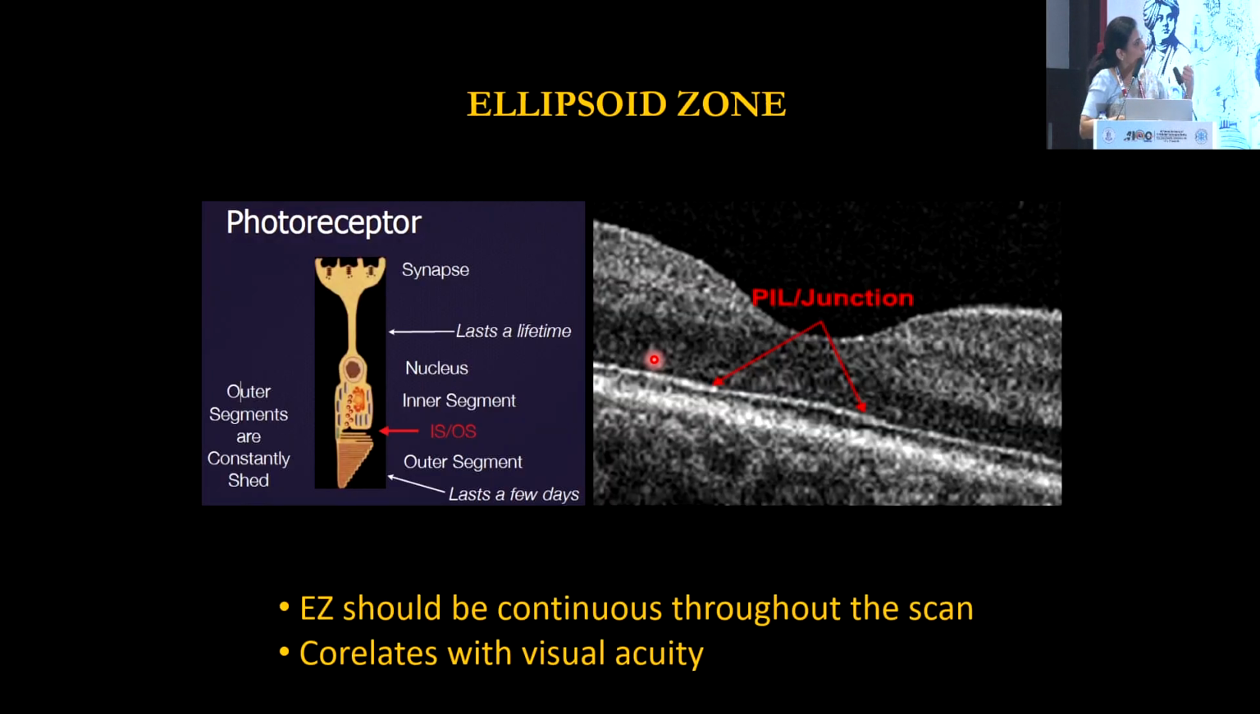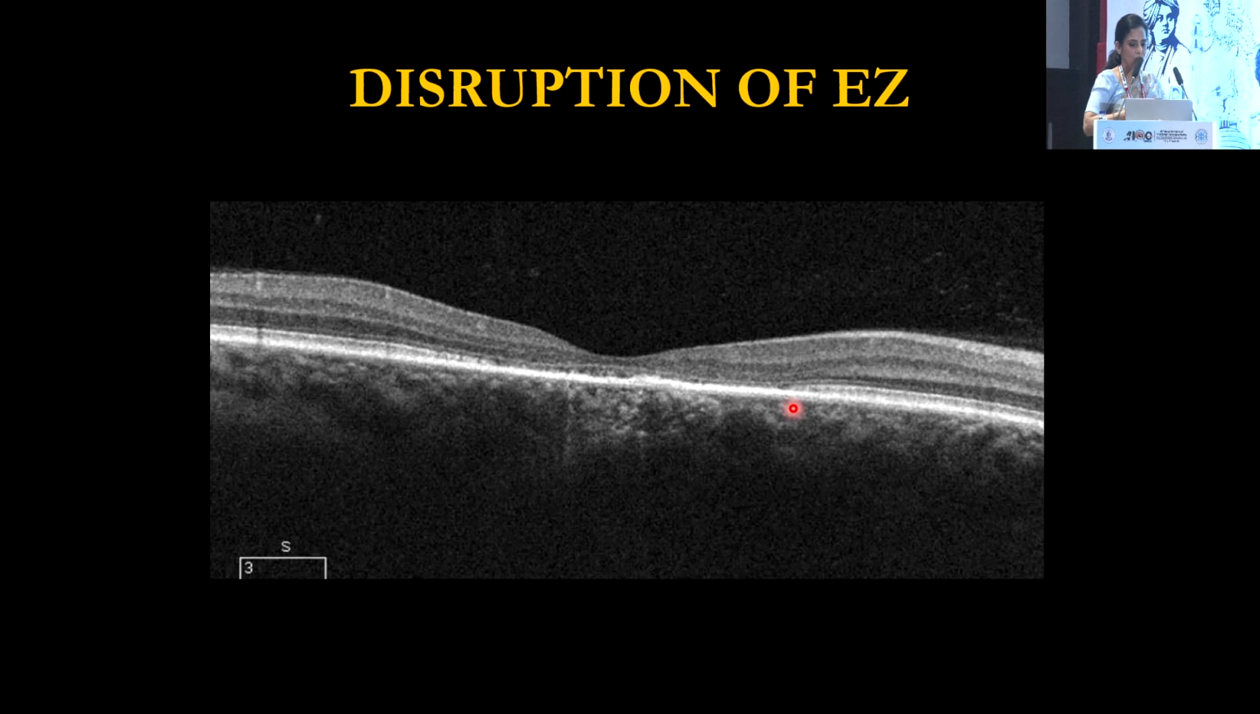Again, this is something about the ellipsoid zone. Like I said, the ellipsoid zone is something you should look at before cataract surgery. This line should be continuous. If it is missing here, especially in the central area, it correlates with the visual acuity, and you should tell the patient that you may not get very good vision after cataract surgery. So always look at this line to prognosticate the patient.